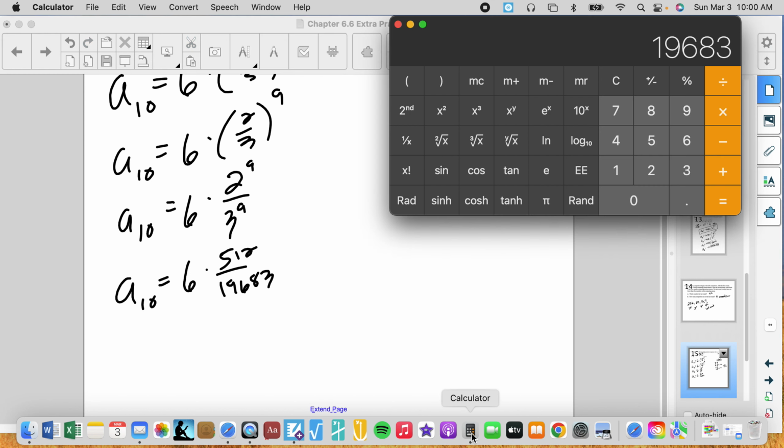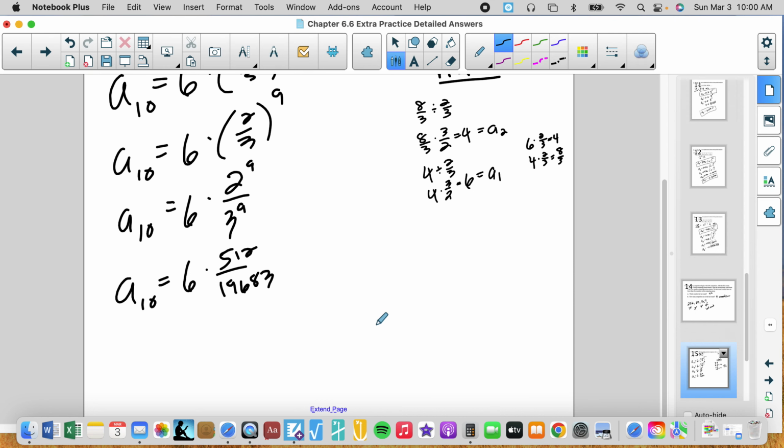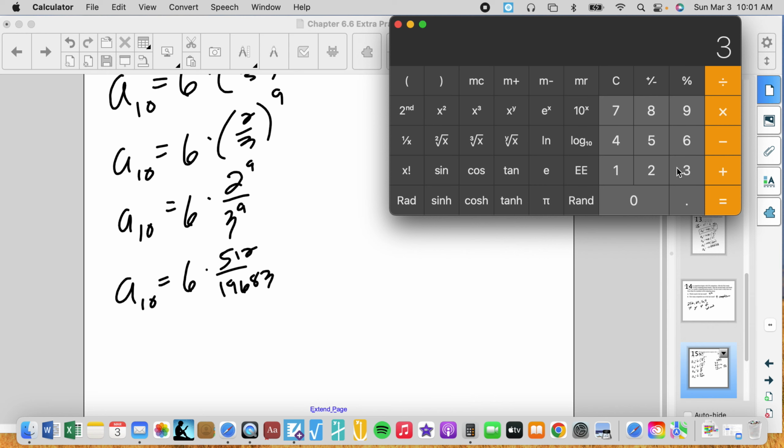1968.3. Is that right? Did I do it right? 2 to the 9th power is 512. Wow, that's exponential. Really? That's quite amazing. Just one number. 3 to the 9th power. What's 4 to the 9th? See how much that increases. Not that much.